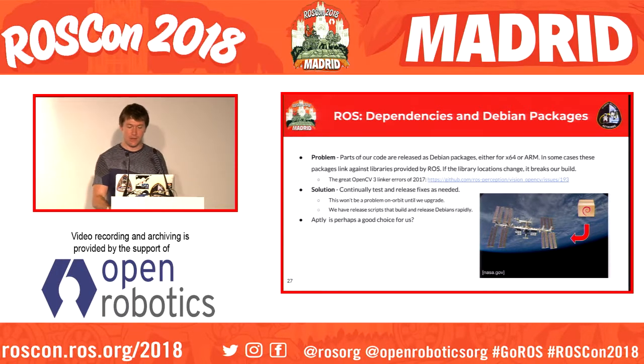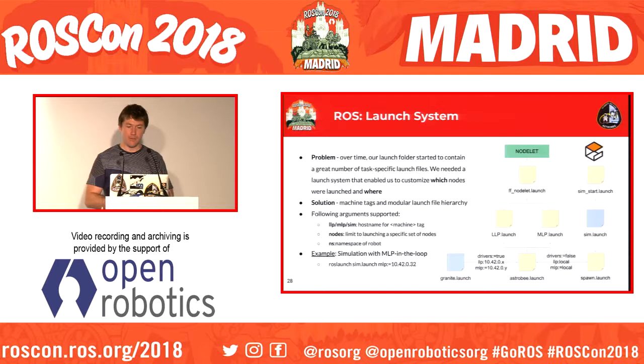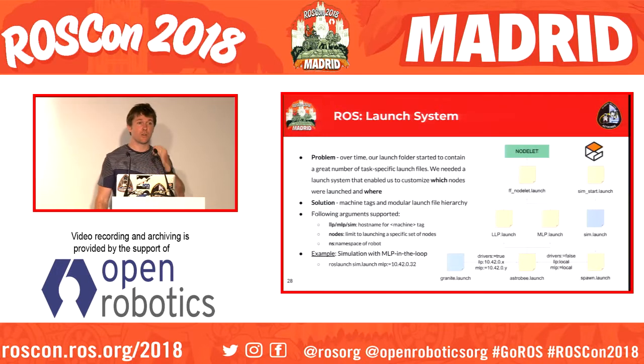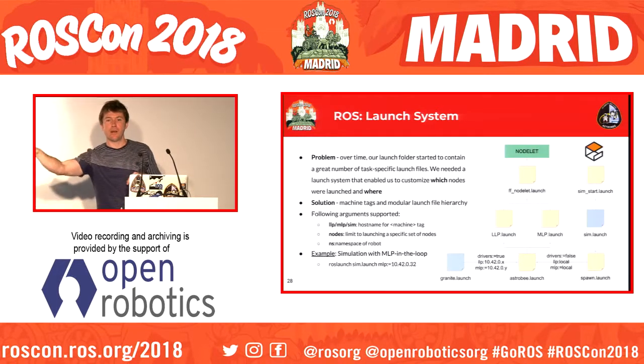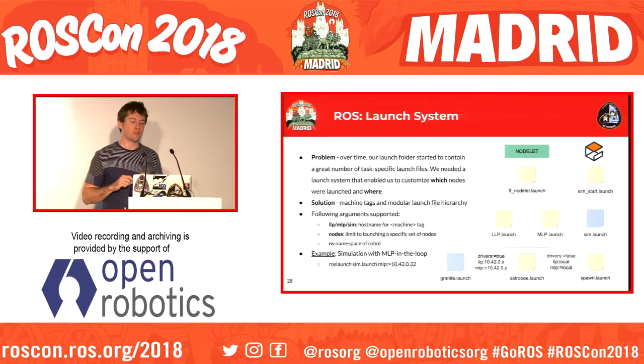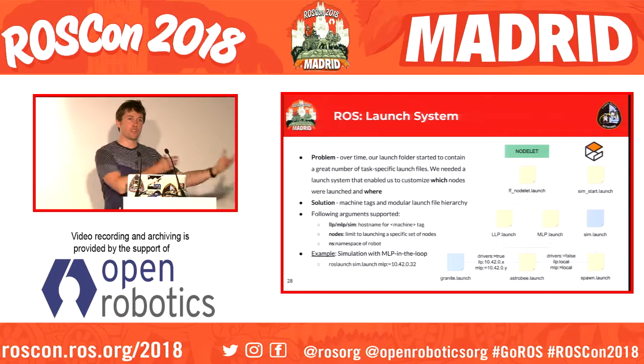So for the sake of time, I'm going to skip this one, and I'm going to look more at the ROS launch system. We have a very complex launch system, and we need a complex launch system because we've got multiple processes launched from a single location. And often we want to remotely launch components of our system, like we want to remotely launch our simulator somewhere, or we want to remotely launch the LLP to diagnose it as a processor in the loop problem.